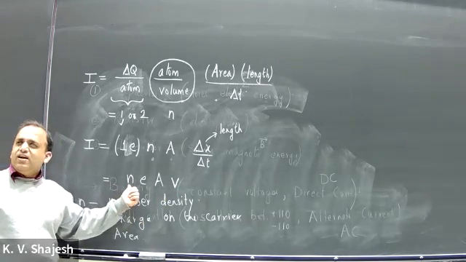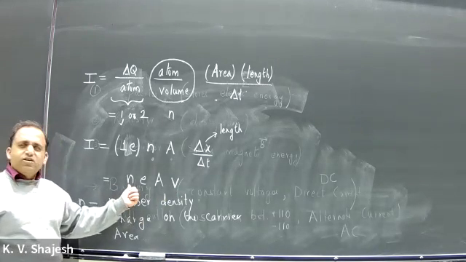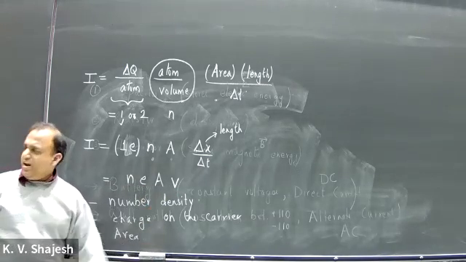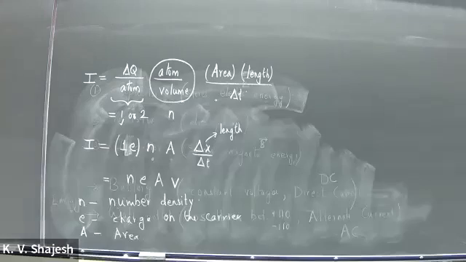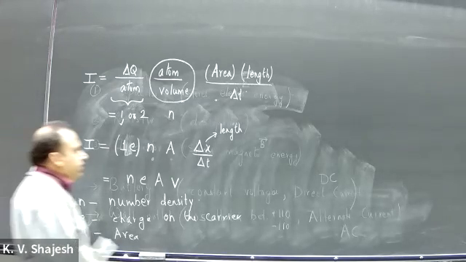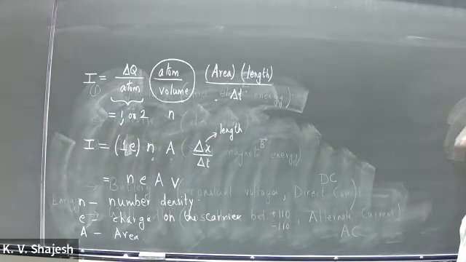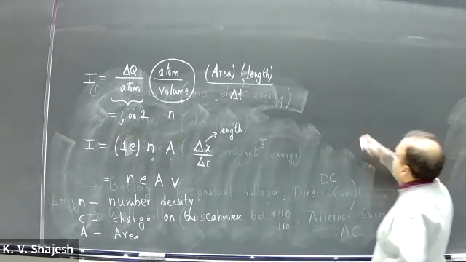How many atoms there are per meter cube? We have an idea. Electron charge and area. This could be a simple wire. We could say that this is about a millimeter in radius, and let's try to estimate what is the velocity that we are talking about. So V here.